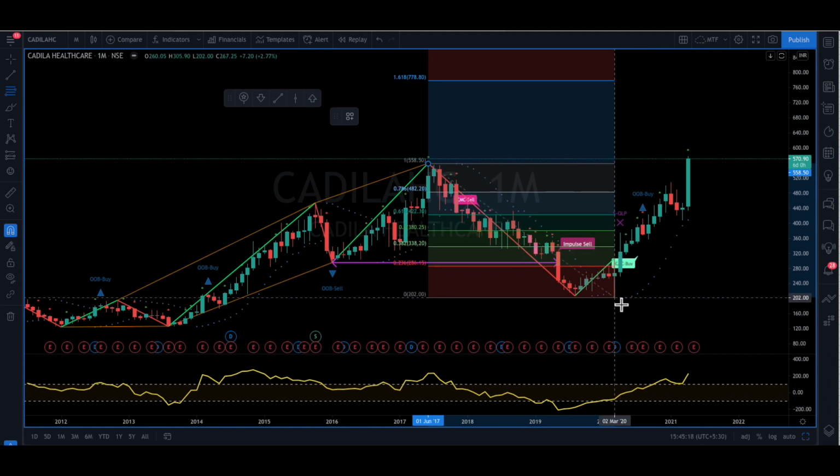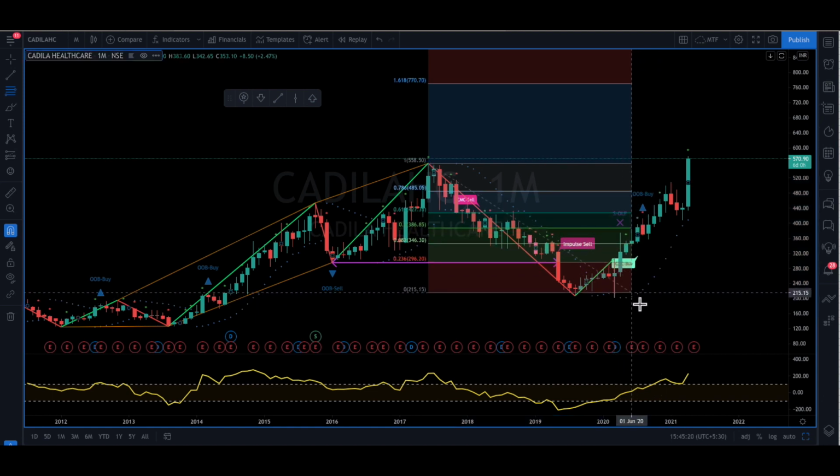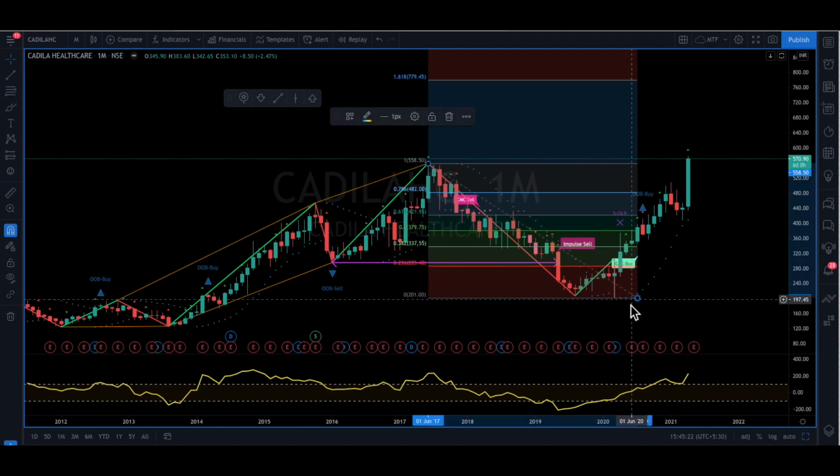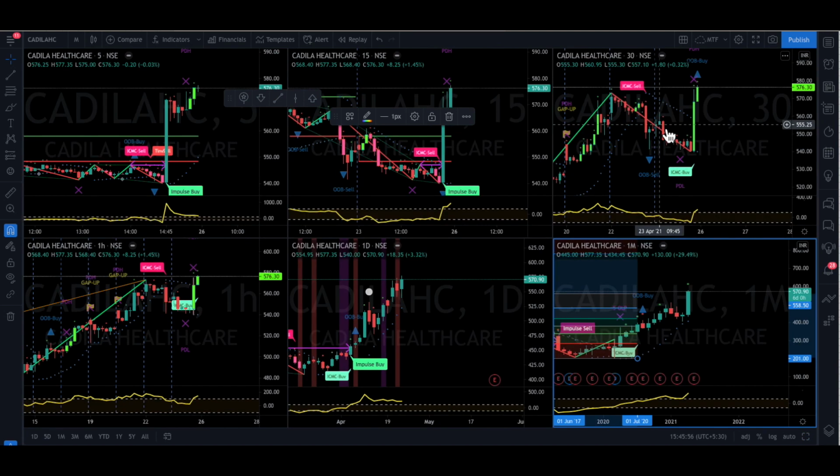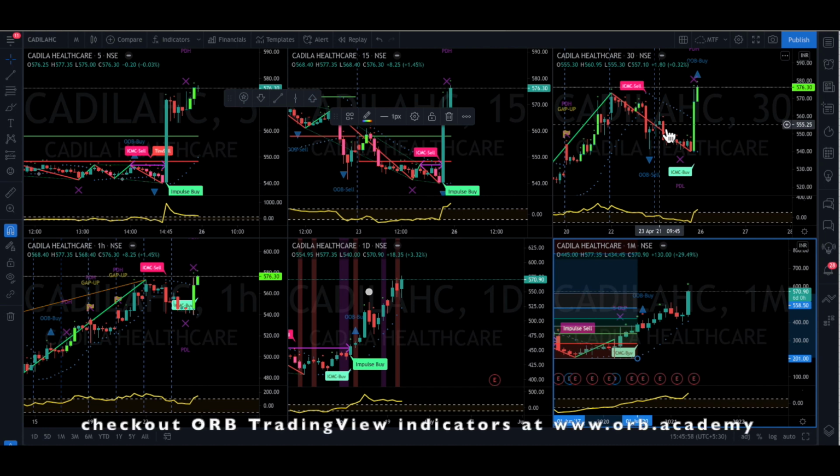So what I can see here is that it has actually just crossed the last top at 558 and is around 570 levels. So we can expect this to travel to around 779, 780 levels in the days to come. So this is how I will evaluate this particular stock.